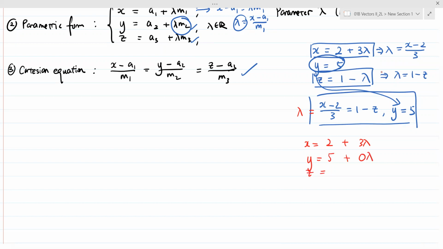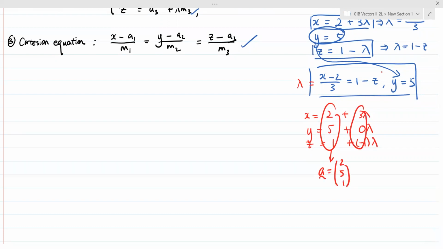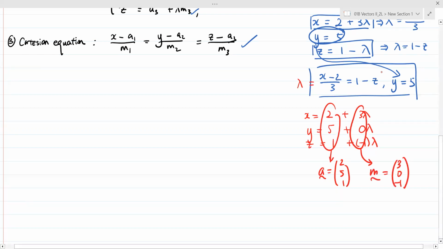z equals 1 plus negative 1 lambda. So now this becomes your A, and this part here becomes your M. Okay, follow so far? And this is nothing new, it's just a recap.